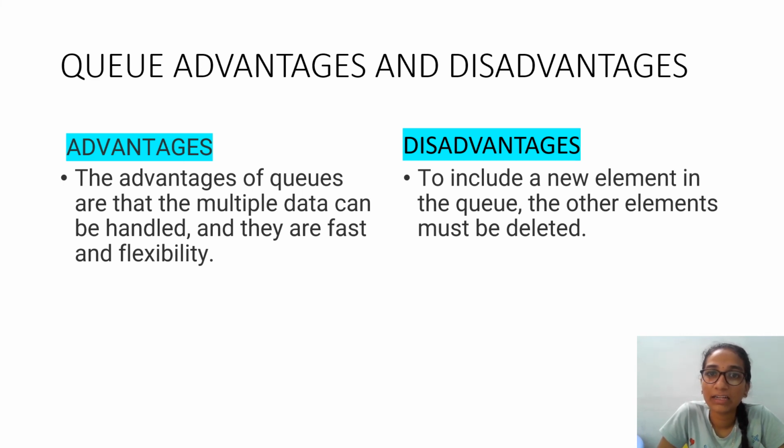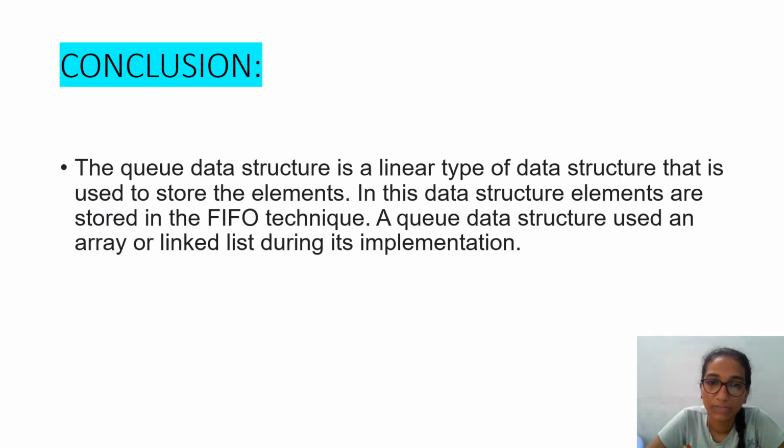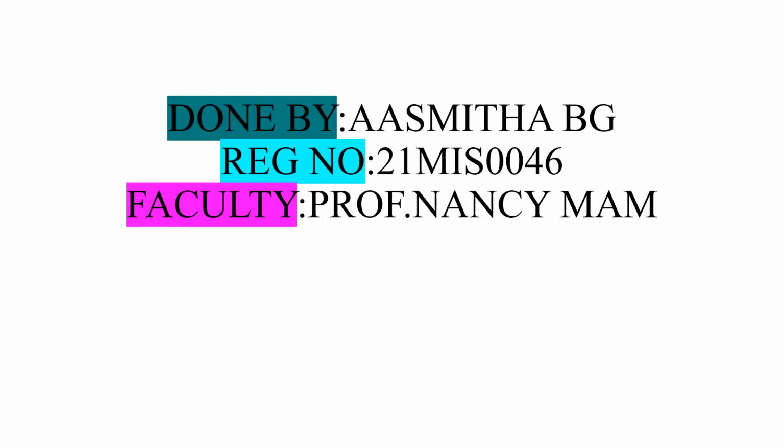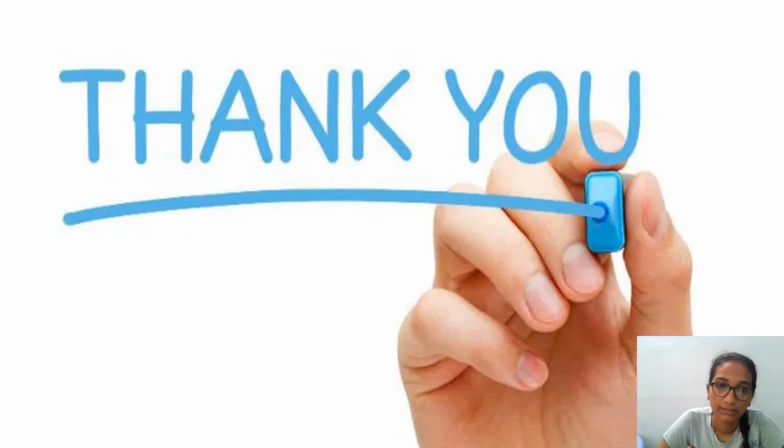Advantages: multiple data can be handled and they are fast and flexible too. Disadvantages: we should delete an element to add a new element to the queue when the queue is full. We can conclude that queue is a linear data structure which follows the principle first in, first out, while studying the previous slides. Thank you.